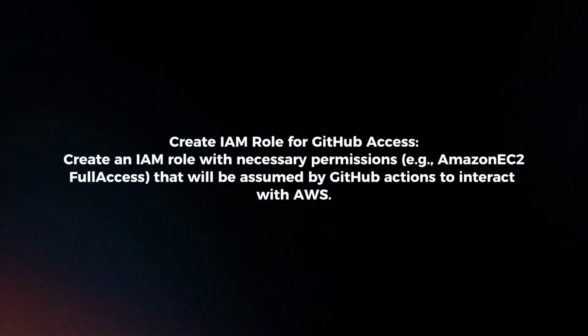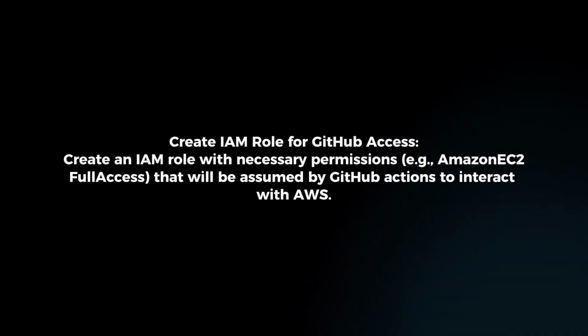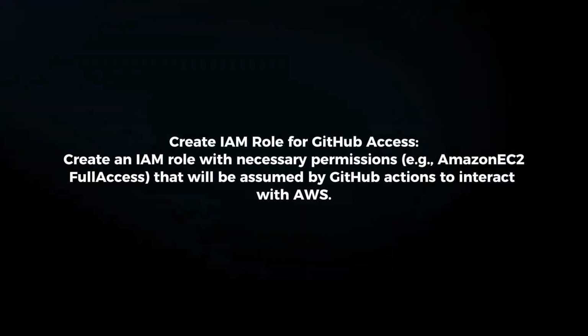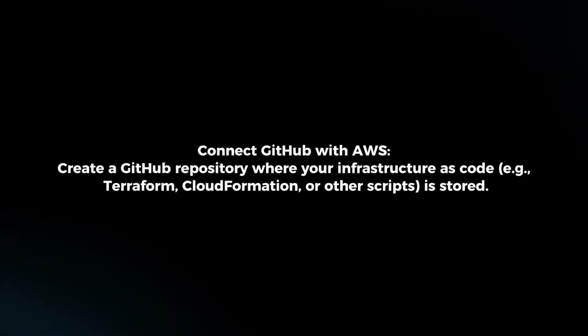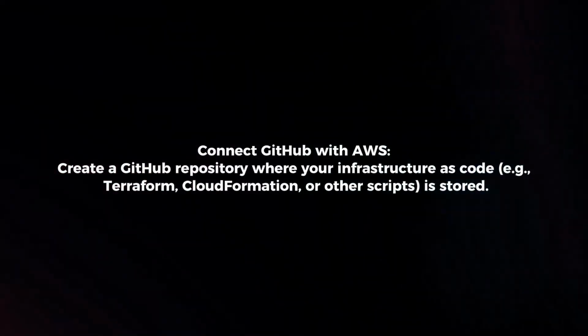Create IAM role for GitHub access. Create an IAM role with necessary permissions that will be assumed by GitHub Actions to interact with AWS. Connect GitHub with AWS. Create a GitHub repository where your infrastructure as code is stored.